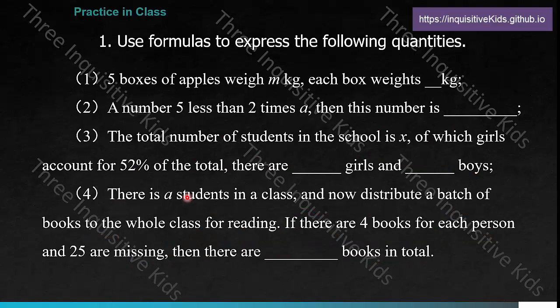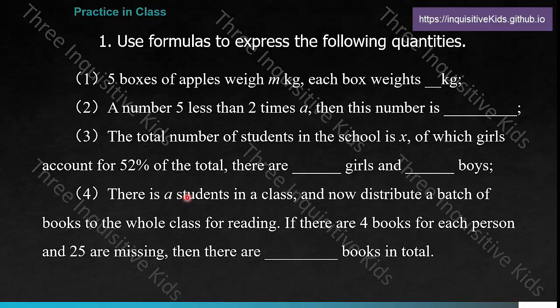Practice in class. 1. Use formulas to express the following quantities. 5 boxes of apples weigh m kilograms, so each box weighs blank kilograms. 2. A number 5 less than 2 times a, this number is blank. 3. The total number of students in the school is x, of which girls account for 52% of the total. There are blank girls and blank boys.